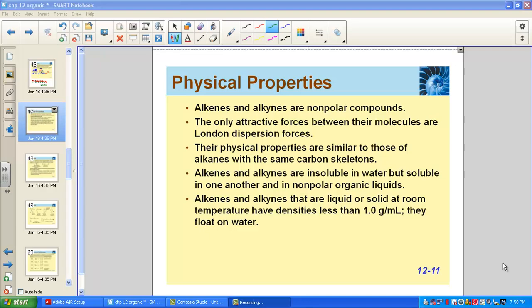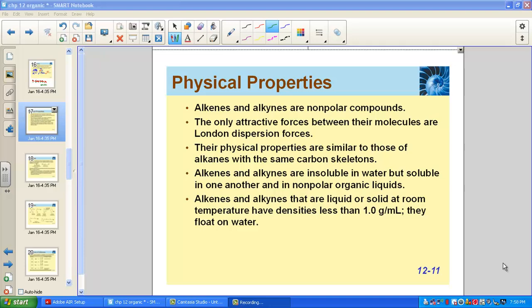We're now continuing our lesson discussing alkenes, double-bonded hydrocarbons, and alkynes, triple-bonded hydrocarbons, both of which are unsaturated. We're being asked to describe physical properties of these alkenes and alkynes. We realize that both of those compounds are considered nonpolar and that the only attractive force between their molecules is those weak London dispersion forces. Their physical properties, therefore, are very similar to alkanes in the way they behave with their skeletal carbons.